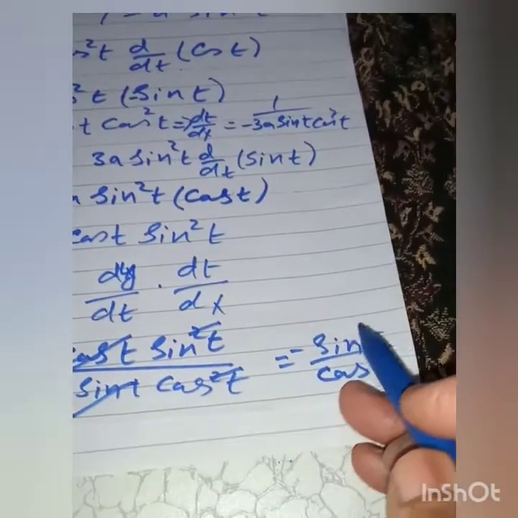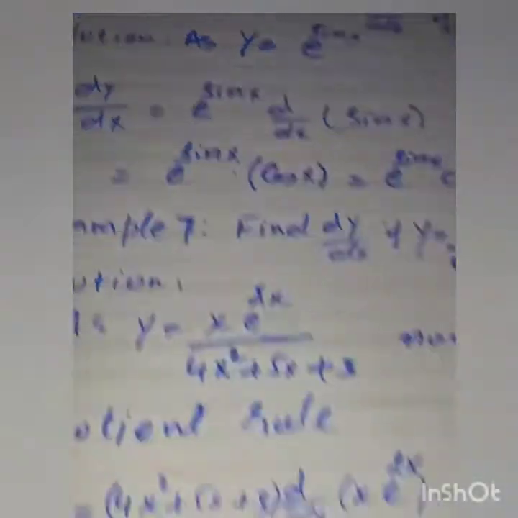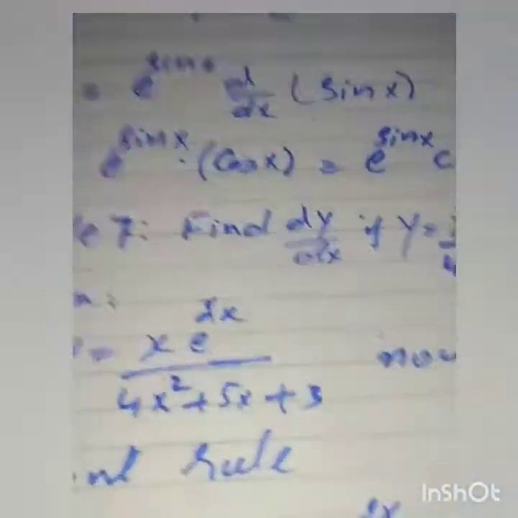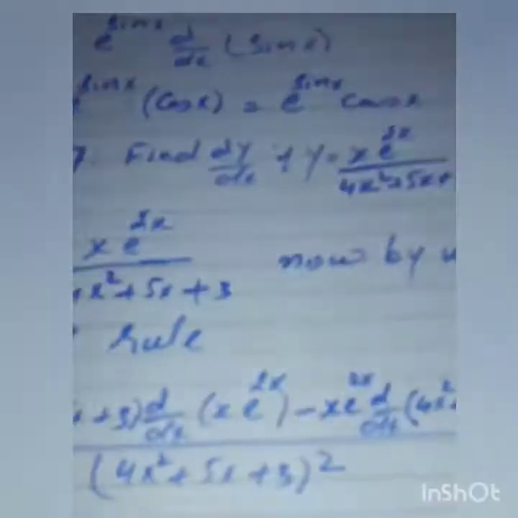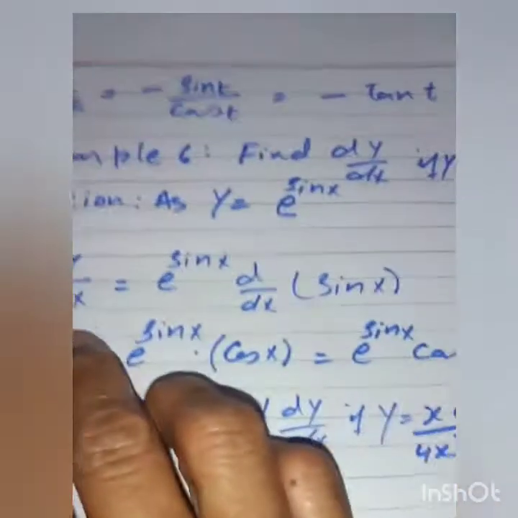So we get minus sin t divided by cos t. This will be equal to minus tangent t. So dy by dx will be equal to minus tangent t. Now let us take another example.